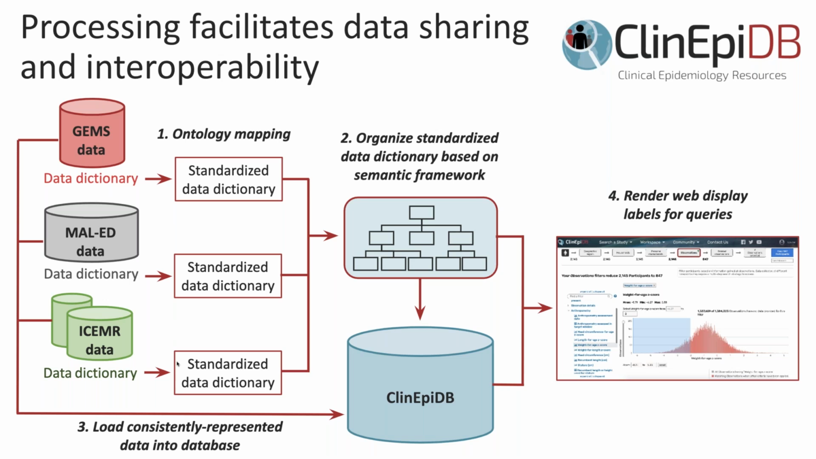One great example is the variable sex, which is collected in most studies. Whenever we see that variable sex, we always map it to the same ontology term so that it's standard across the different studies. These standardized data dictionaries then get loaded into our ClinEpiDB database, and they form a semantic framework. The standardized data dictionaries, along with the data itself, are loaded into ClinEpiDB, and this really underpins what appears on the website and how you're able to interact with the data there.